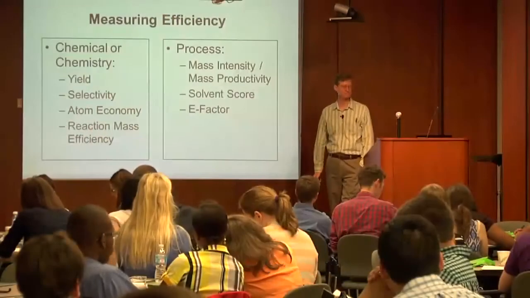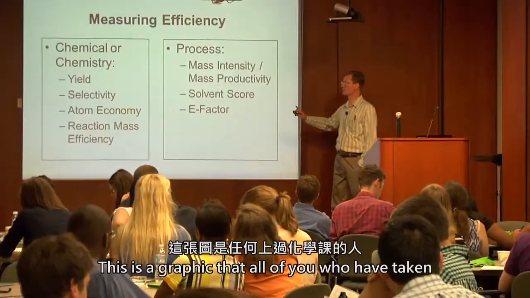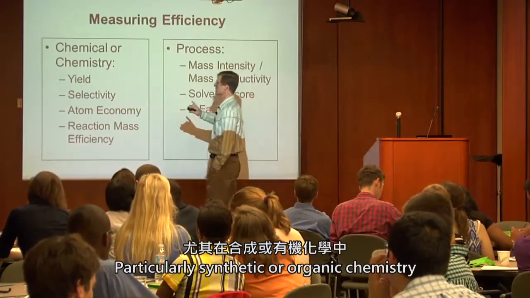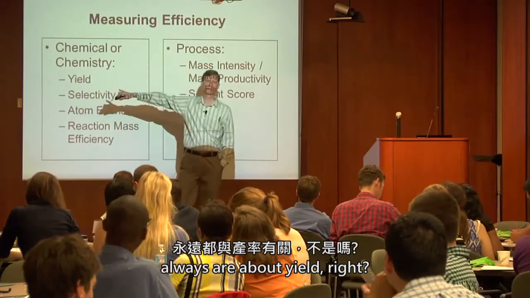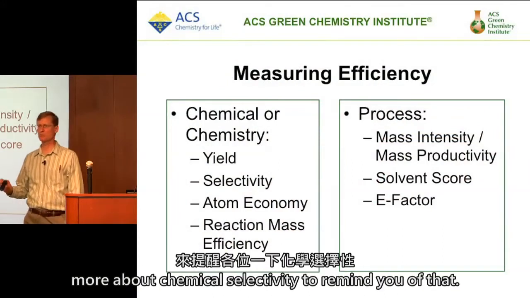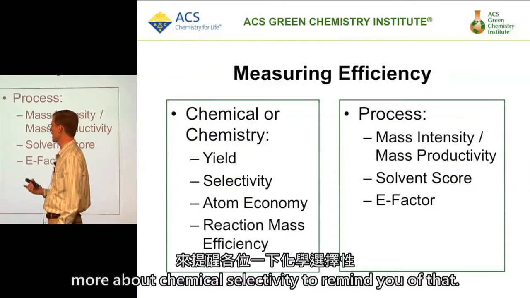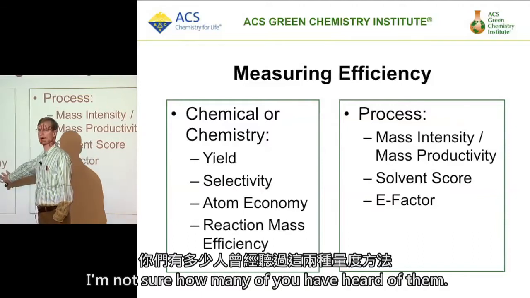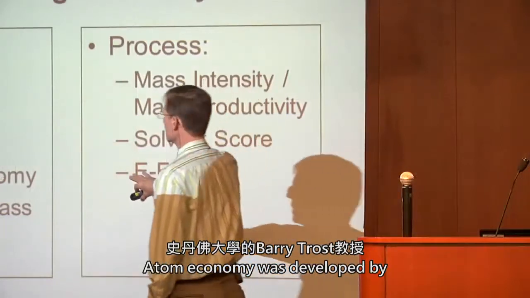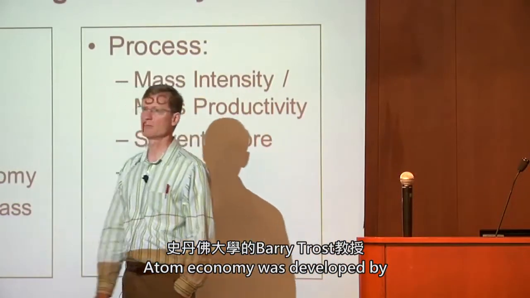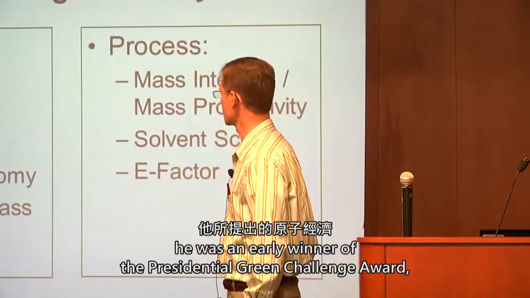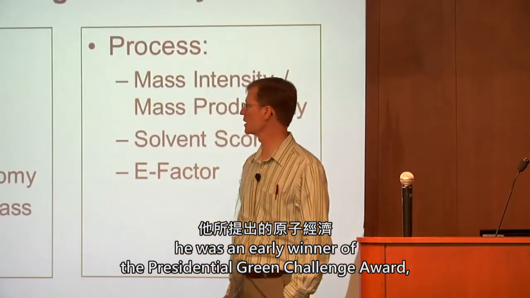Don't waste your time. This is a graph that all of you who've taken any kind of chemistry should recognize, particularly synthetic organic chemists always are about yield, right? And selectivity, chemical selectivity. We'll talk a little bit more about chemical selectivity to remind you of that. These two measures, I'm not sure how many people have heard them. Those of you who've had green chemistry will have known this. Atom economy was developed by a professor out at Stanford, Barry Trost, and he was an early winner of a Presidential Green Chemistry Challenge Award.